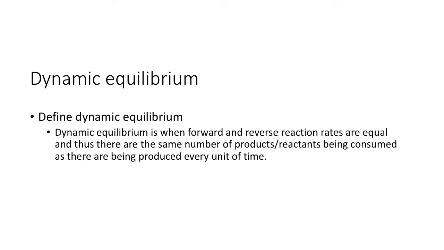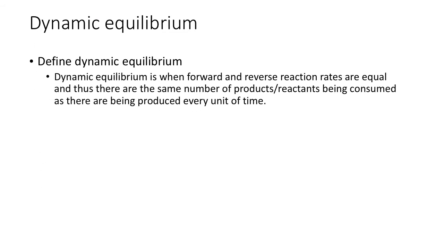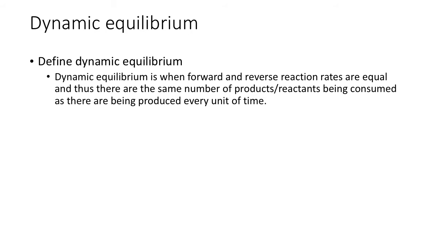All right. So what is dynamic equilibrium? Dynamic equilibrium is when the forward and the reverse reaction rates are equal. Okay. So forward and reverse reaction rates are equal. We discussed what you need for a reverse reaction to actually occur and for a reaction to be reversible, but when the forward and reverse reaction rates are equal, you've got a dynamic equilibrium system.